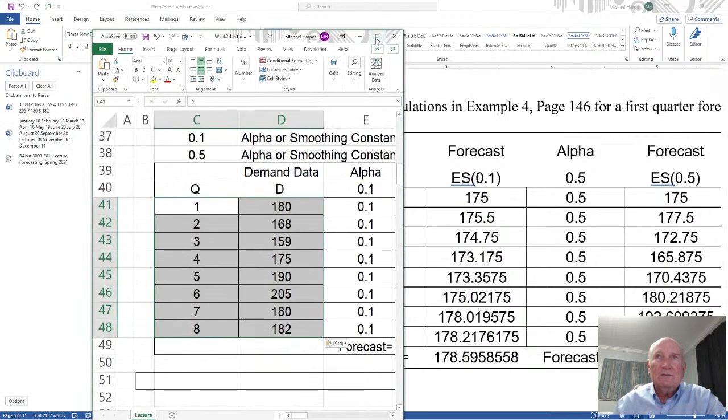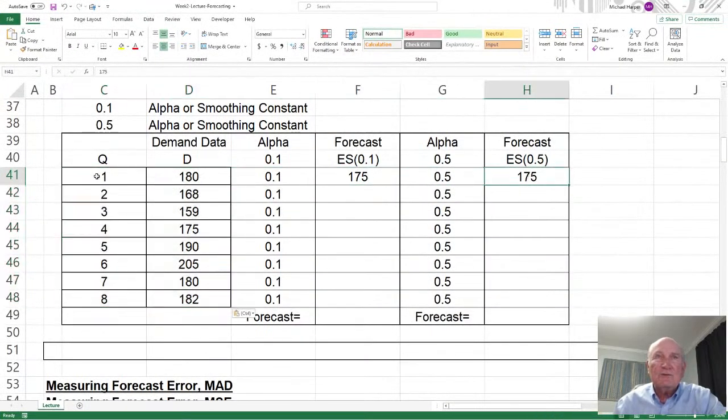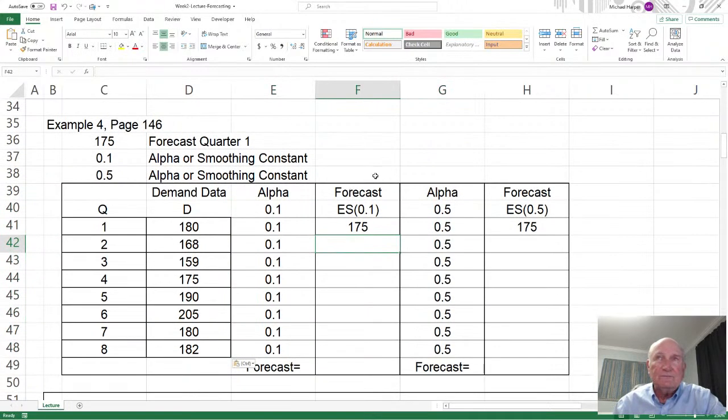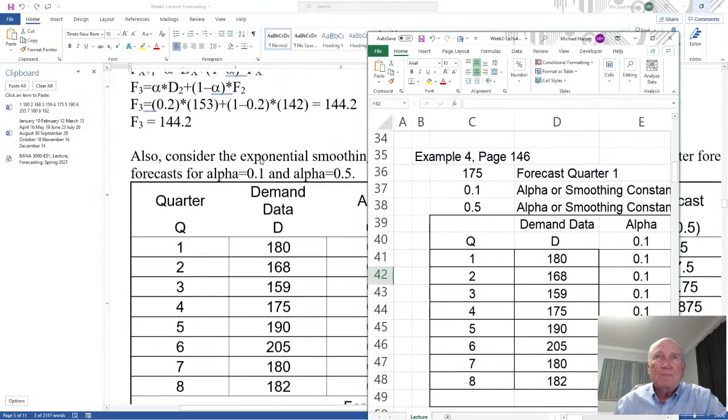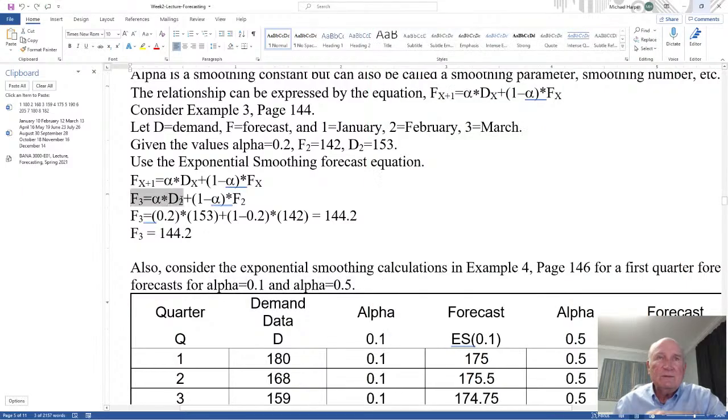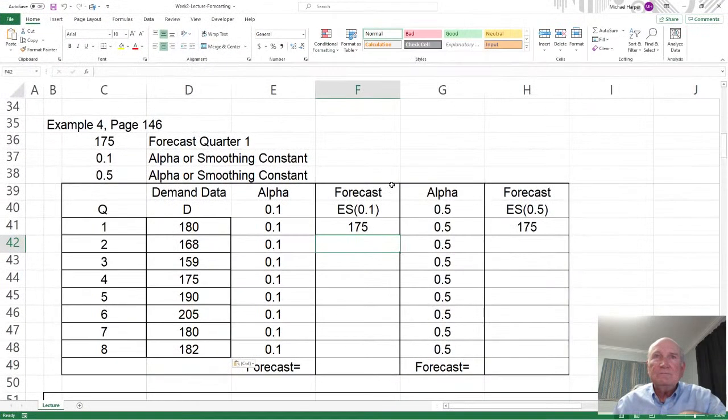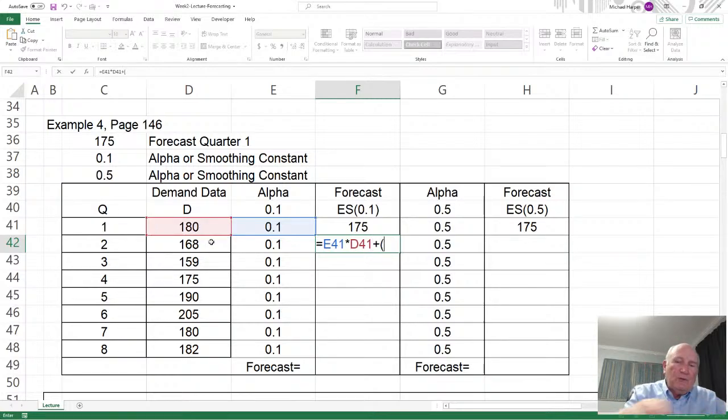So let's bring back Excel. 175 is going to be the forecast for the first quarter. This is going to have an alpha of 0.1. It's already here. This is an alpha of 0.5. It's already here. So now let's do the equation. Now remember, the equation simply is: my forecast for the next time period is alpha times the data point plus 1 minus alpha times the forecast. So let's do it. Right here, this will equal alpha here times my data plus open parenthesis 1 minus alpha close parenthesis times my forecast.